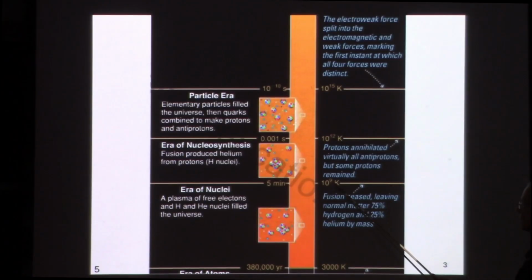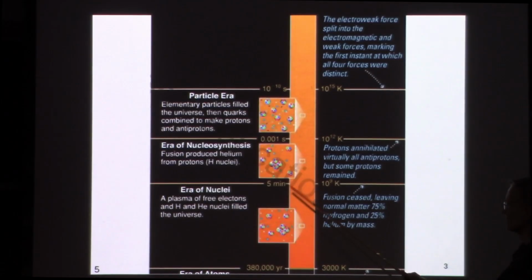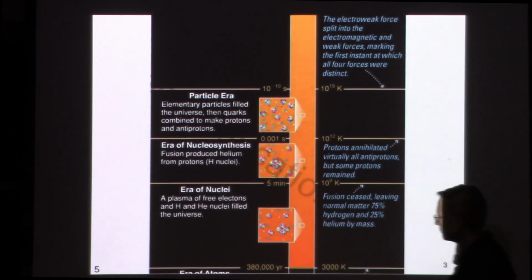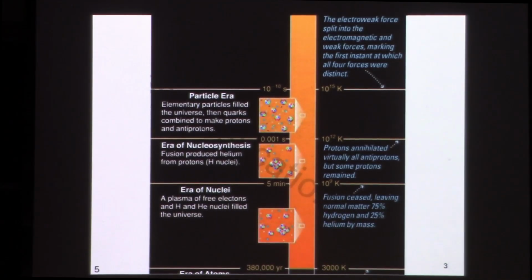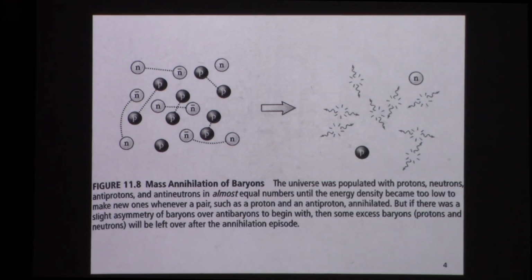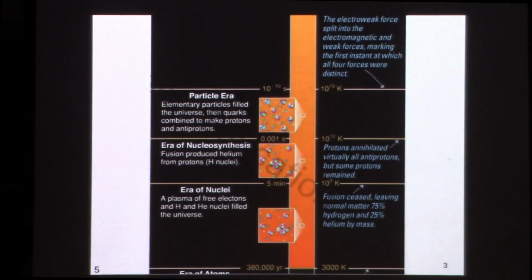Fusion ceased, by the way, at a temperature of about 1 billion Kelvin at about the 5 minute mark. Then we get the era of atoms, which is basically where we are today. We're in the era of atoms, so there are now atoms in the universe, and a lot of things that still aren't atoms, like in stars, where you don't have discrete atoms in the interior and so forth.